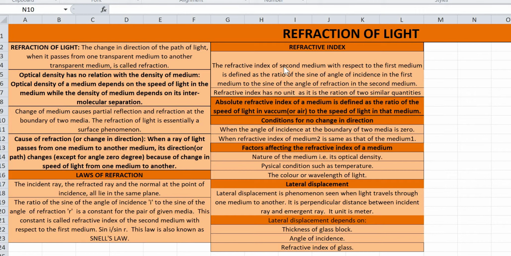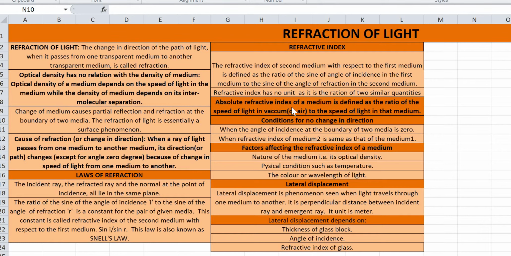Now refractive index. The refractive index of the second medium with respect to the first medium is defined as the ratio of the sine of the angle of incidence in the first medium to the sine of the angle of refraction in the second medium. So this does not have any unit. Refractive index is a constant. It does not have a unit because it is the ratio of two similar quantities.